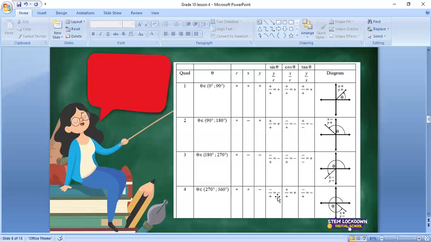For example, if you find sine 320 in your calculator, it is going to give you a negative answer. Cos 320 in your calculator will give you a positive answer. Tan 320 in your calculator will give you a negative answer. Okay, so this is the summary of the four quadrants.